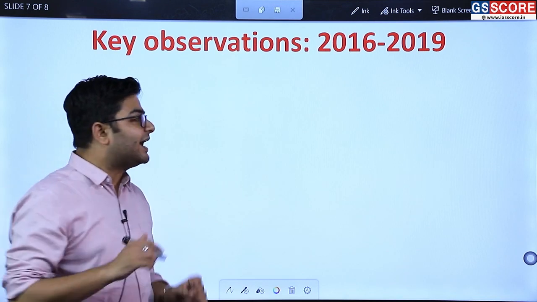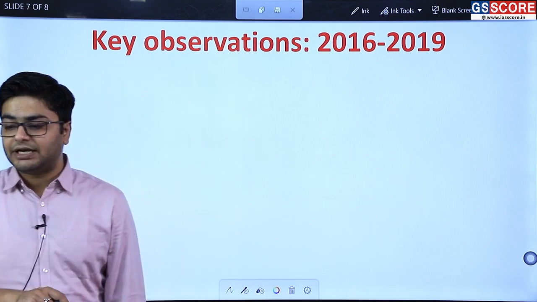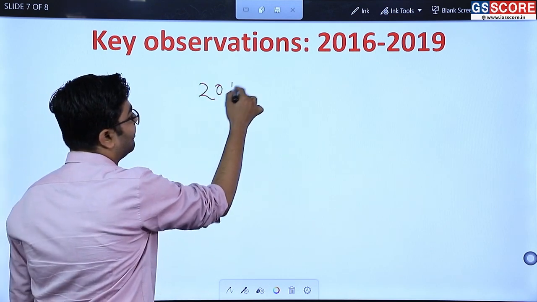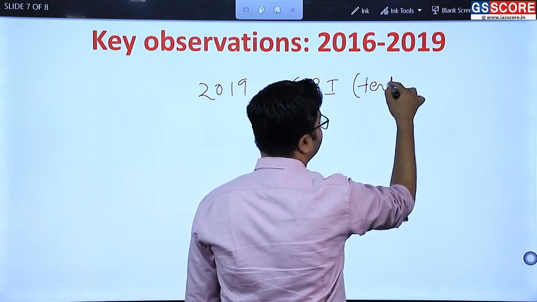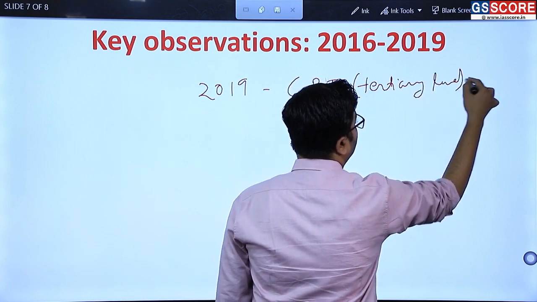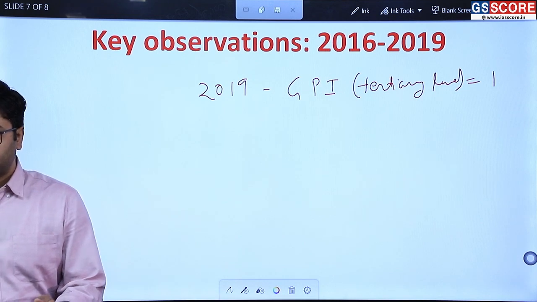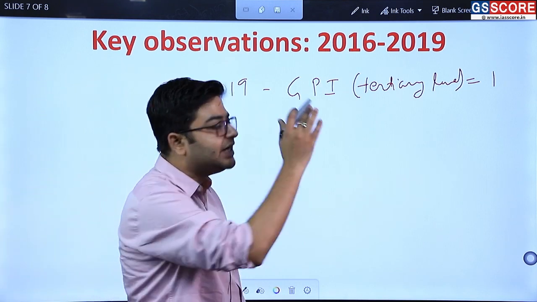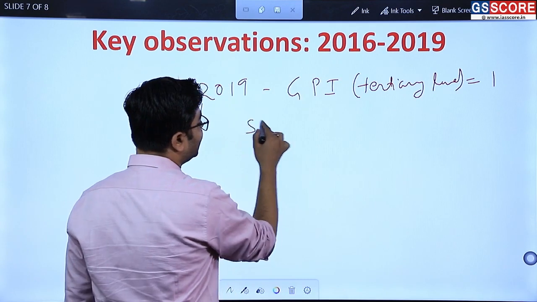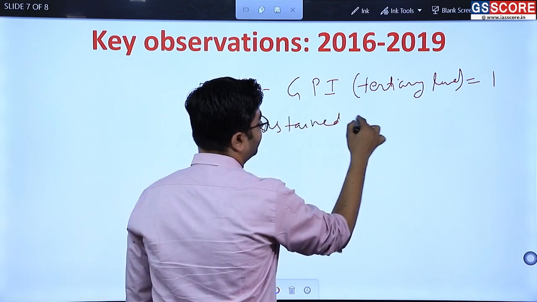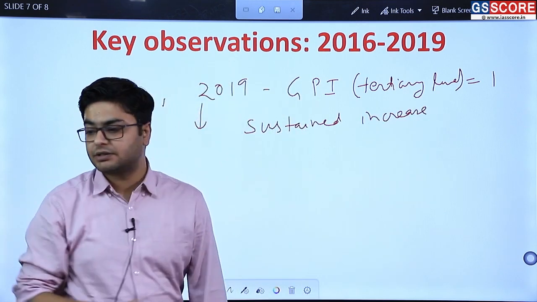In the financial year 2019, the gender parity index at the tertiary level in India was 1. Okay. In the 4 fiscal years preceding that, we have seen a sustained increase. That means a bettering of performance.